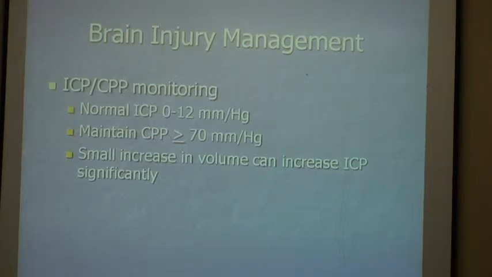Again, the norms that we like for ICP and cerebral perfusion pressure: keep their ICP under 12, cerebral perfusion pressure greater than 70. A tiny increase in volume can increase intracranial pressure a huge amount, and we'll talk about that here in just a minute. It goes back to that Monro-Kellie concept, where you have a limited space and it only takes this much to really make the squeeze worse.